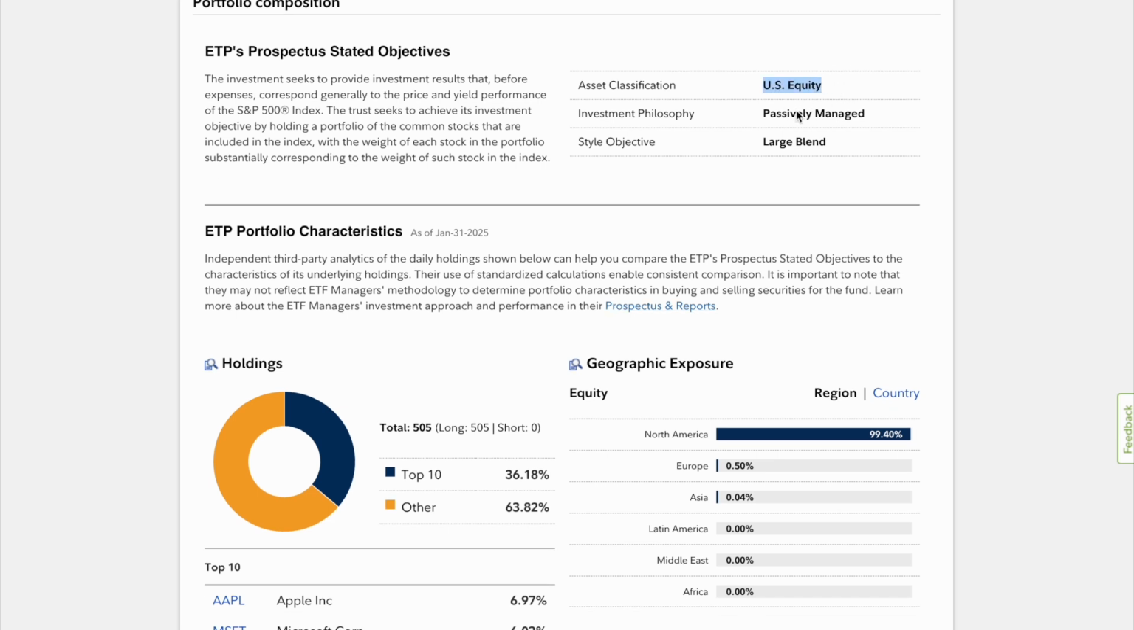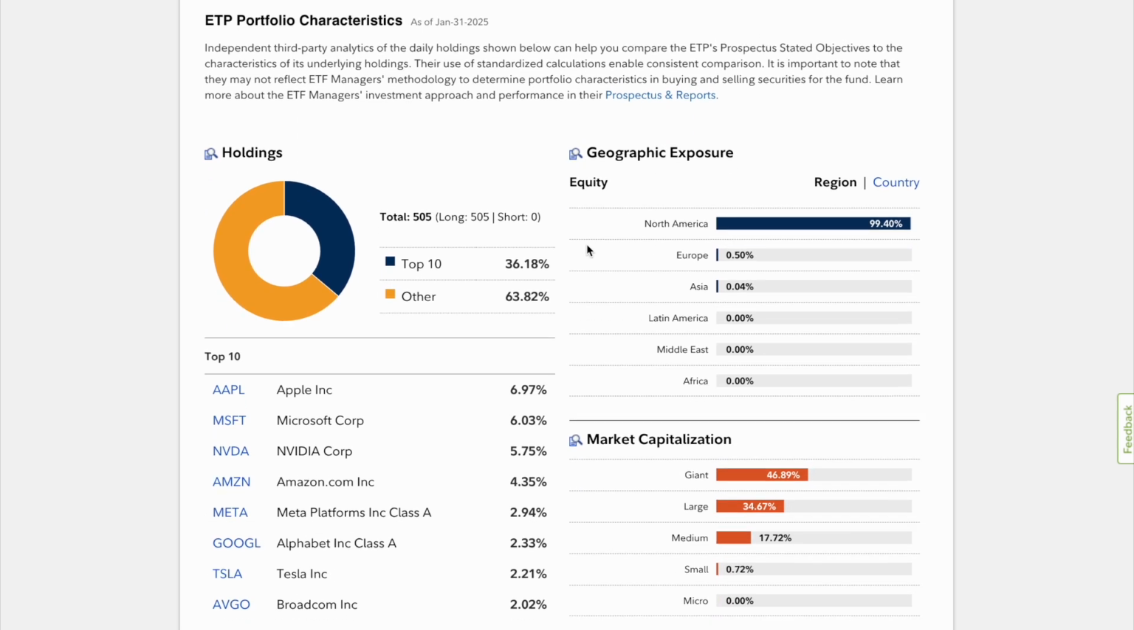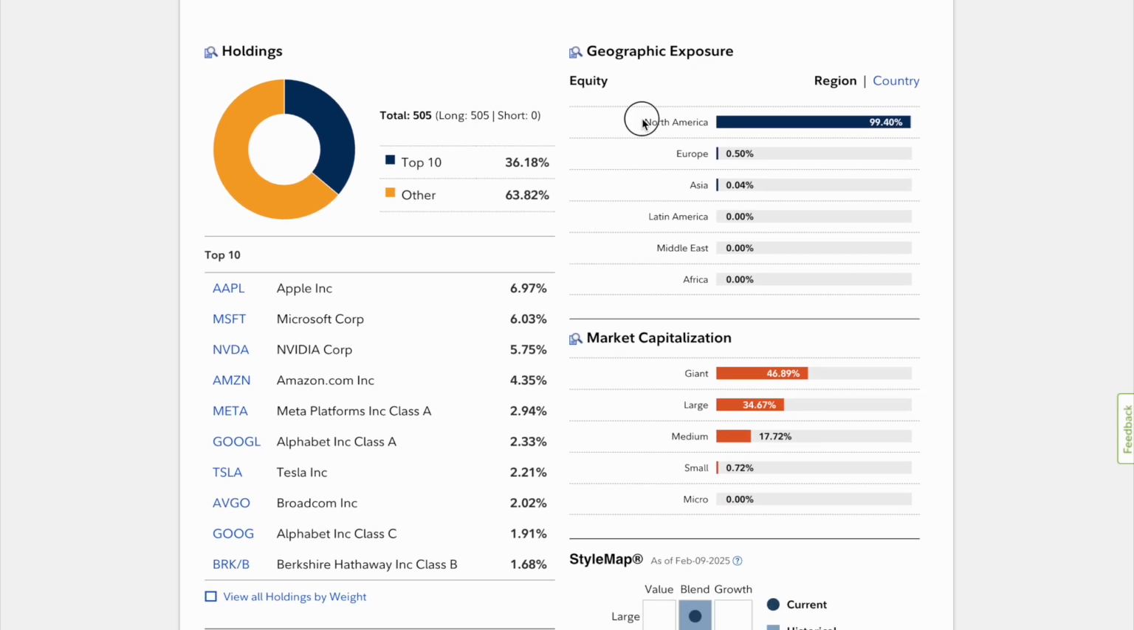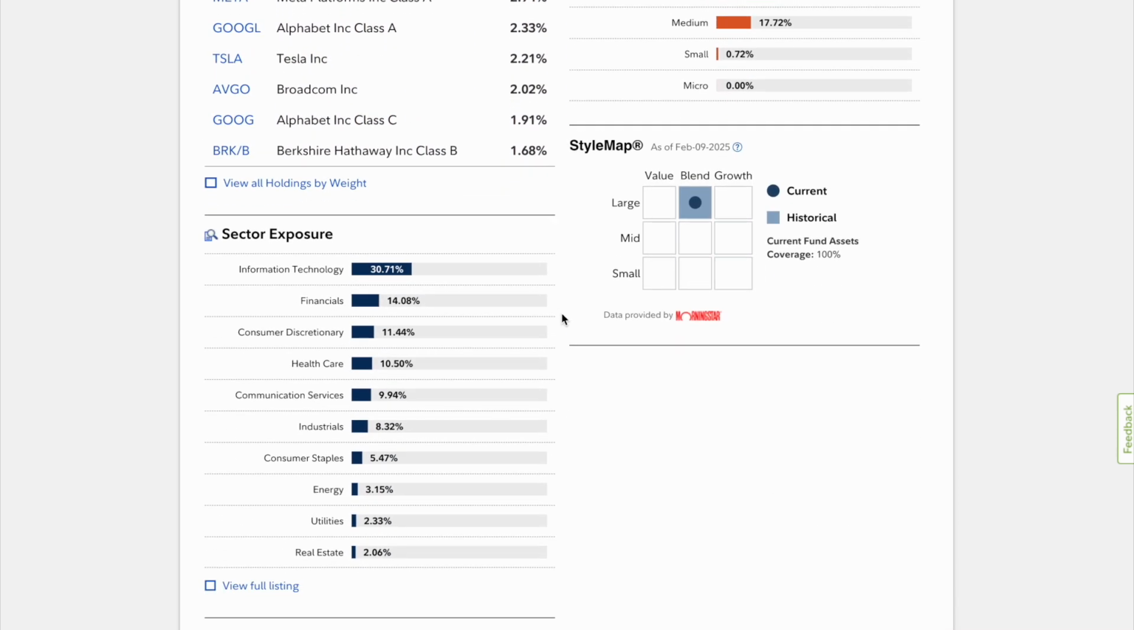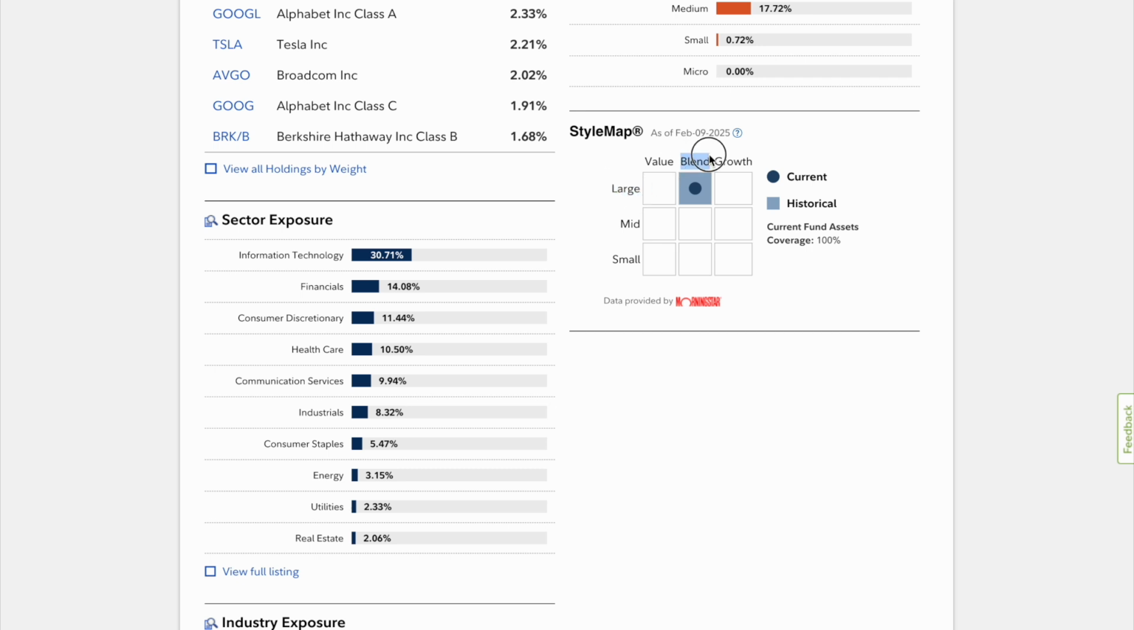It is a U.S. equity ETF passively managed large blend. So what does that really mean? That means that all of the equity is in North America at 99%. It's in giant and large cap stocks. And here is another illustration of your 500 companies within this ETF, where Apple, Microsoft, Nvidia, etc., what we reviewed, the top 10 make up 36%, and then the other 495 companies make up 63.82%. This is large blend, so it's a blend of value and growth stocks.